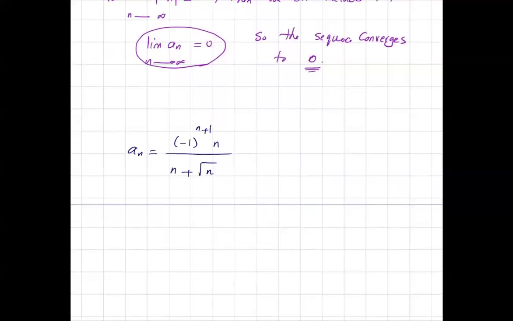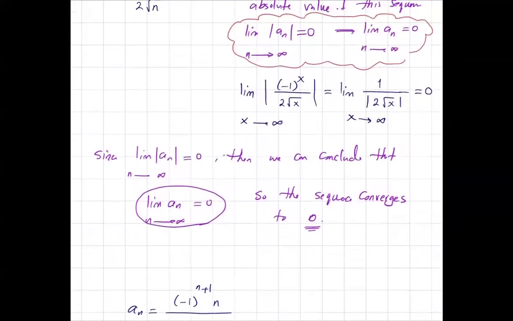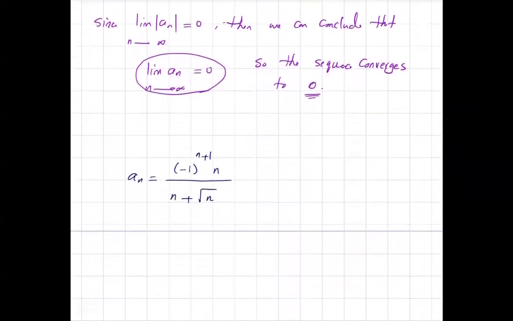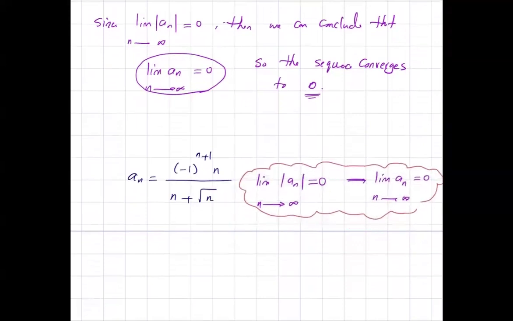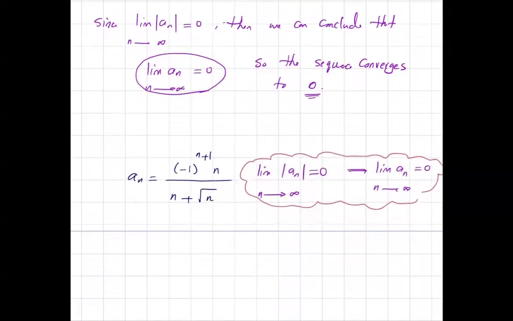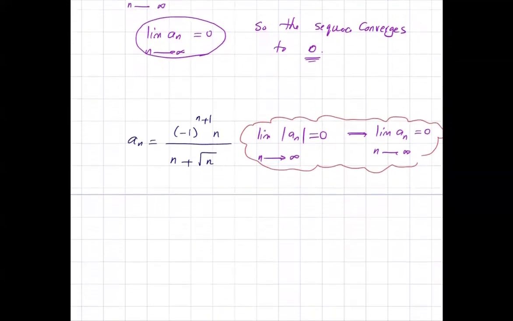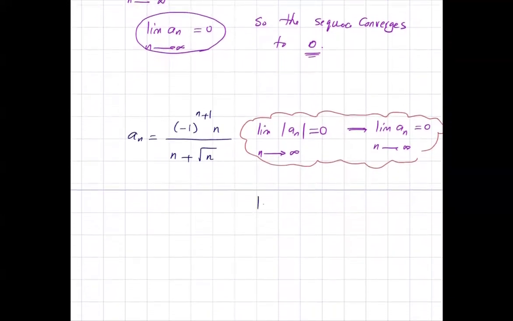To find the limit of this sequence, we're going to apply the same theorem. If you can show that the limit of the absolute value of a_n is equal to 0, then you can conclude that the limit of a_n is equal to 0 as well. So let me copy this down here. But what is the limit of the absolute value of a_n? You're basically finding the limit of (-1)^(x+1) times x divided by x plus the square root of x as x goes to infinity.